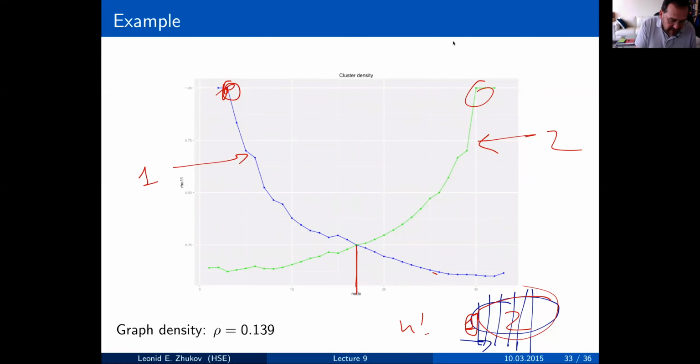The generic graph density here in the graph is 0.13, so it's somewhere here. And when we do our split here, or even if we do it here or here, we still will have, for both parts, density higher than on average within the graph, which means they are clusters in our definition.